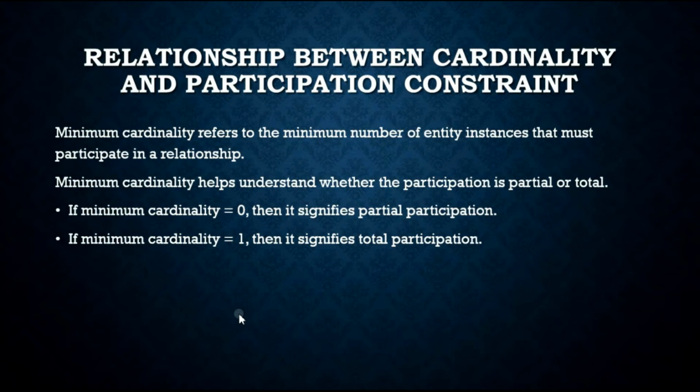We can also draw a relationship between cardinality and participation constraint. If the minimum cardinality is equal to 0, then it signifies partial participation, whereas minimum cardinality equal to 1 signifies total participation. Note how in the beginning we said that in the case of total participation, the minimum number of relationships will be greater than 0. When it is equal to 0, it is considered partial participation, and when it is greater than 0, or equal to 1, it signifies total participation.